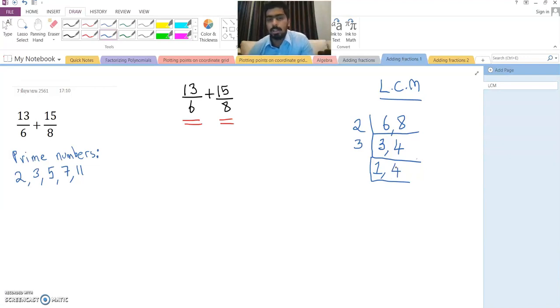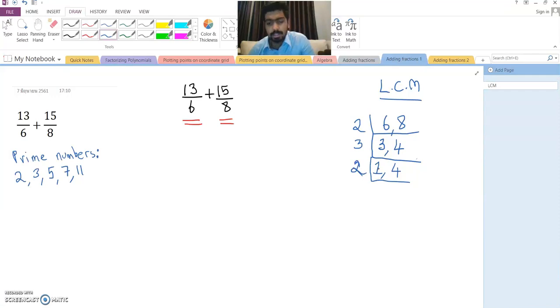With 4, what we can do is divide 4 by a prime number. We cannot divide by 4 because this is called prime factorization. That means we divide the numbers by prime numbers. Now we know that 4 can be divided by 2, which is a prime number. So we put 2 in front.